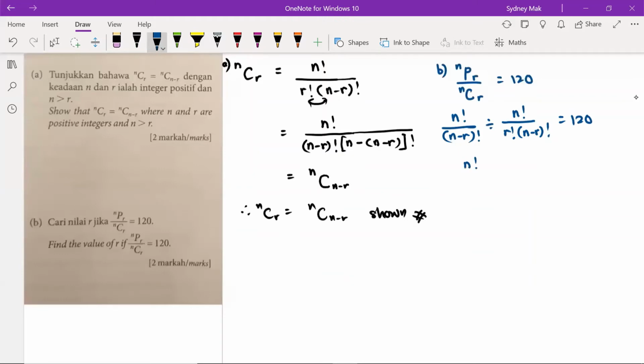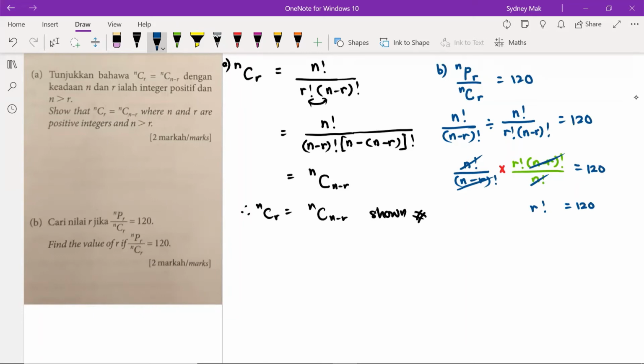So we will have n factorial over n minus r factorial. Change the divide sign into multiply, and therefore the fraction that follows we need to write in its reciprocal. So all this is equivalent to 120. And we can simplify n factorial with n factorial, n minus r factorial with n minus r factorial. We're left with r factorial equals 120.